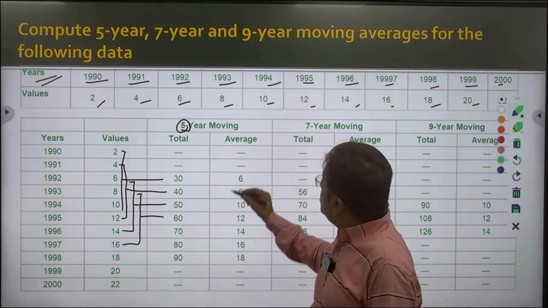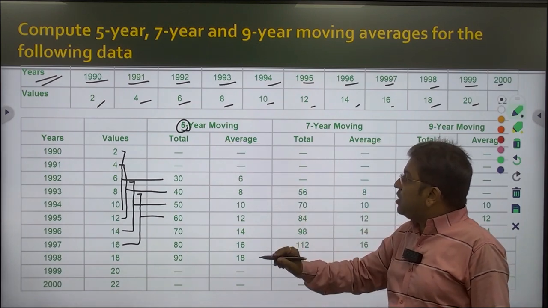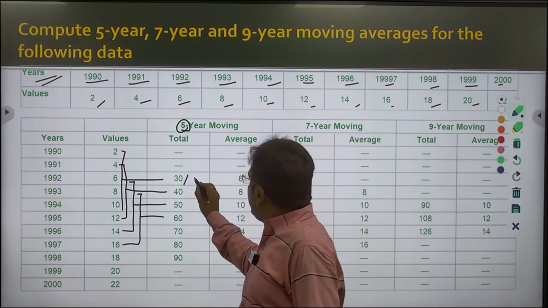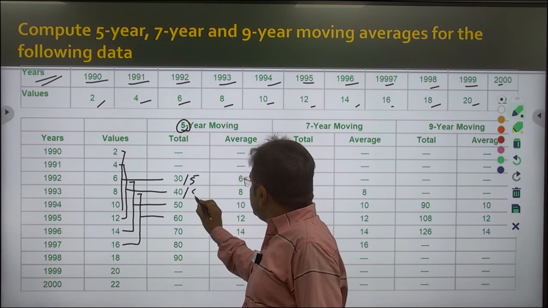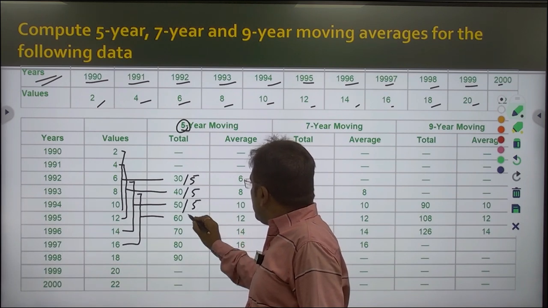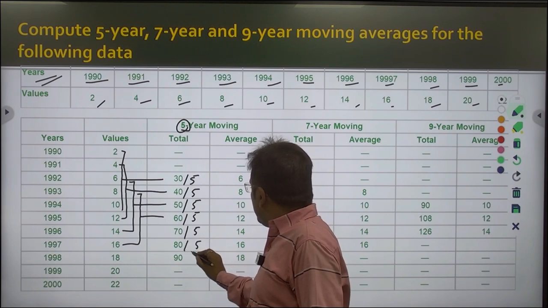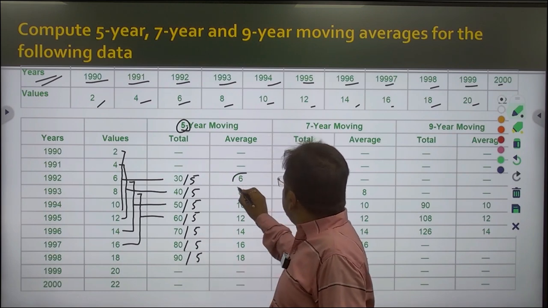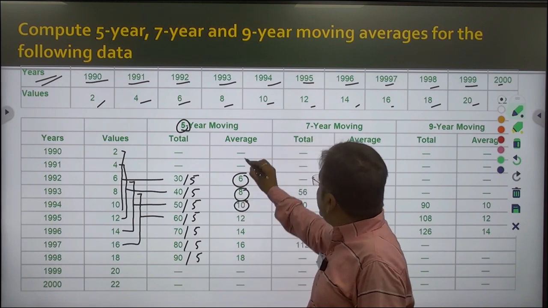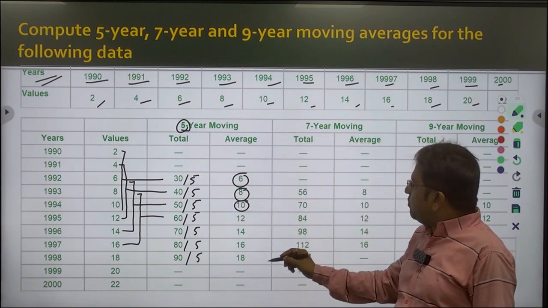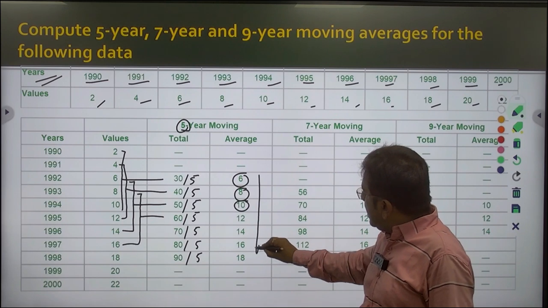Now you are going to take the averages, so divide this value by 5. Whatever total comes for the 5 years, you divide it by 5 and get the value over here. This is the average, this is the trend you are going to find, and you will find that it has a positive trend.